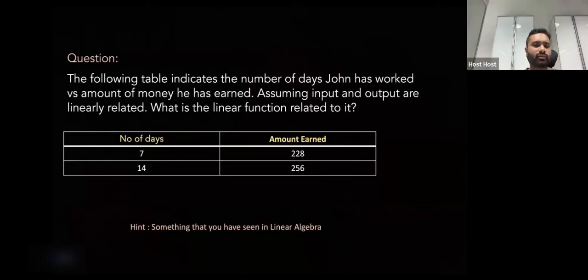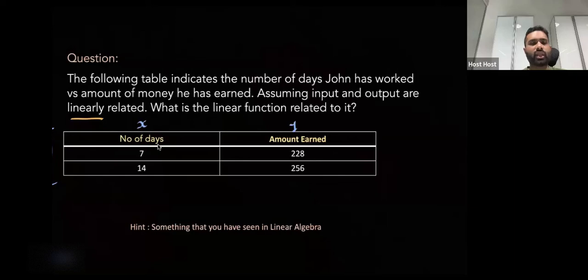In the question, it is explicitly mentioned that we should assume that the number of days he has worked is linearly related with the amount he has earned. So if you are given certain data, how will you be able to solve it through the table? In this table, let's first clarify what is the input. Number of days is the input X, and the amount earned is the output Y. Hopefully these abbreviations are clear to everybody.